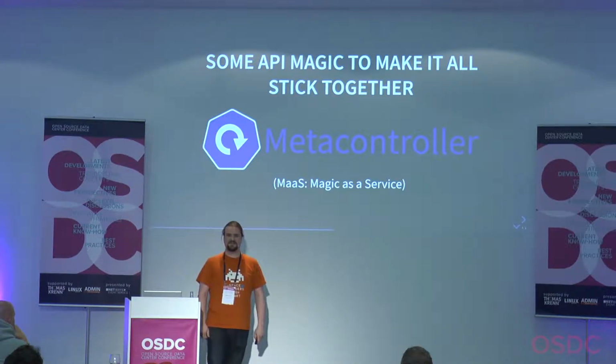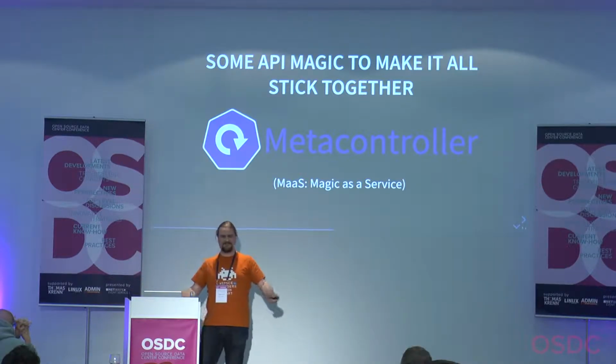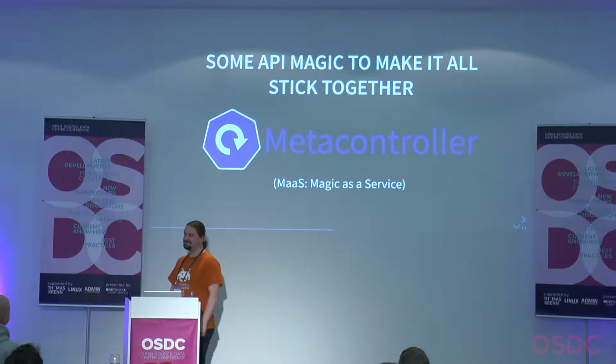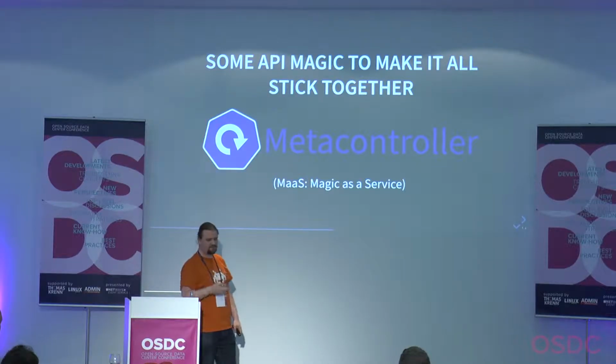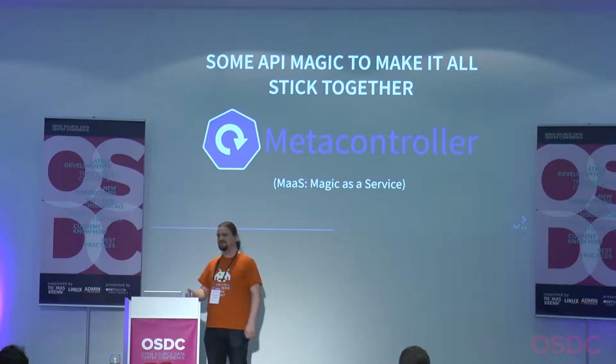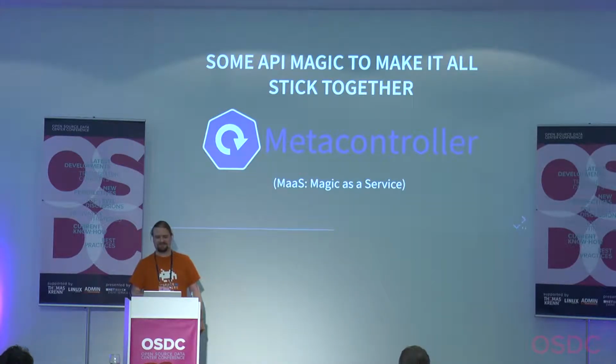And as everything in the area of cloud has to be called as a service, let's coin the term magic as a service. Well, why magic? Because I think it was Arthur C. Clarke, correct me if I'm wrong, who said, any sufficiently advanced technology is indistinguishable from magic. I think that can apply here.